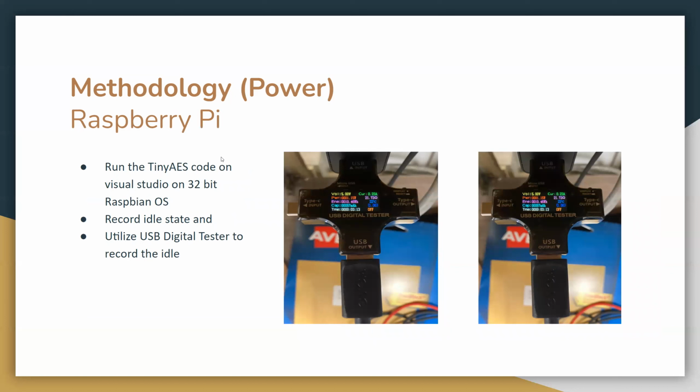So for the Raspberry Pi, what we did is we measured the power using the USB digital tester, this device. And you can see right here, we just measured the idle state of the Raspberry Pi. And then we run the program and we measure the power. You can see here, the difference between the two is 1415 watt and 145 watt.